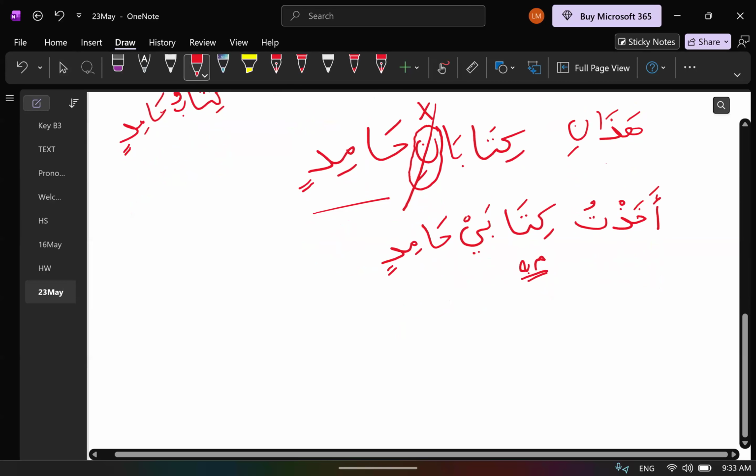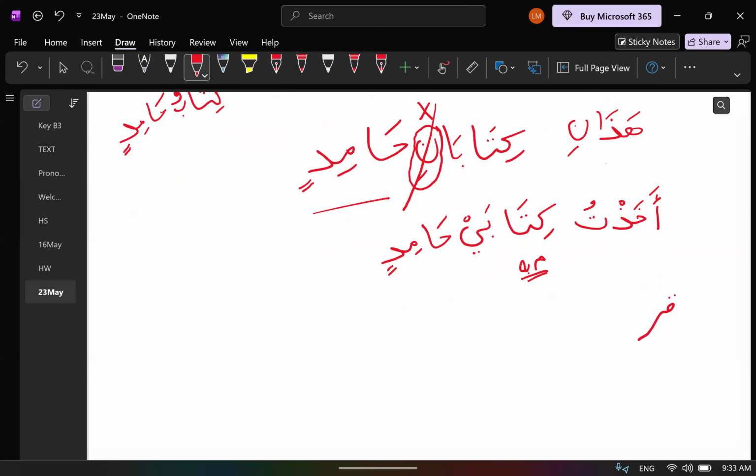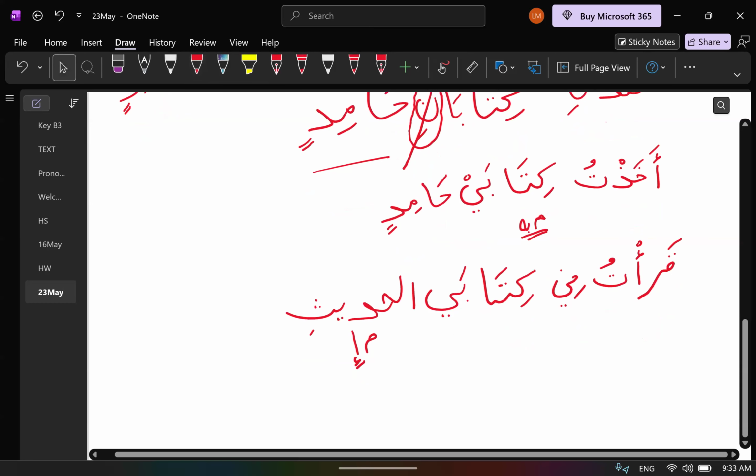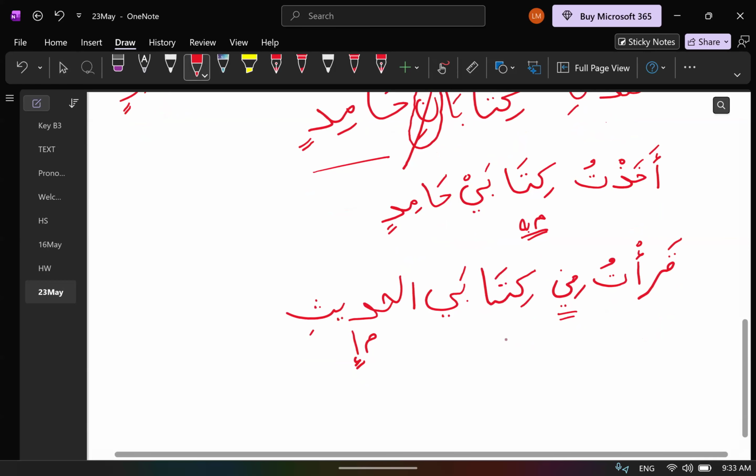Then the majroor part, if I say qara'atu, I read, fi kitabai al hadisi, I read in two books of hadith. So this is mudaf ilayhi, hadisi. And this is our mudaf, noon got dropped, and it is majroor. Why? Because of fi, right? So jar wa majroor plus mudaf and mudaf ilayhi. So these are examples of the musanna, the dual part.